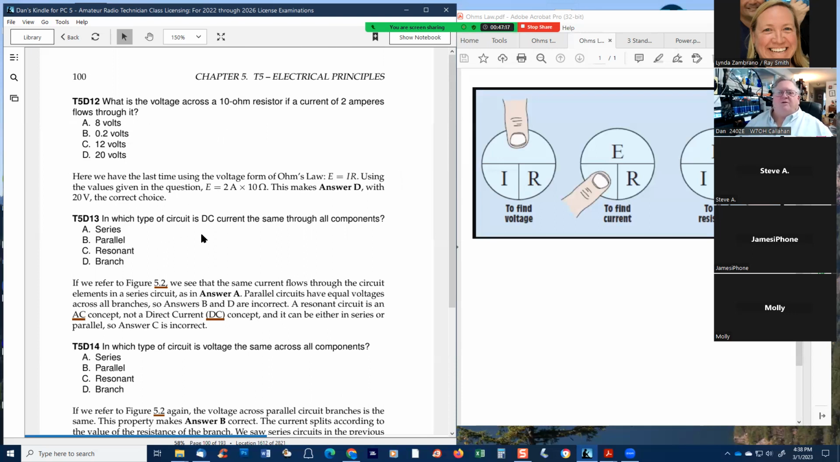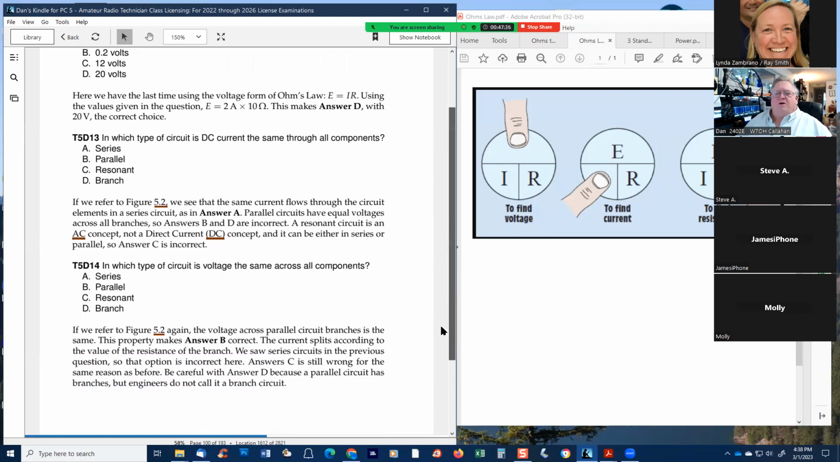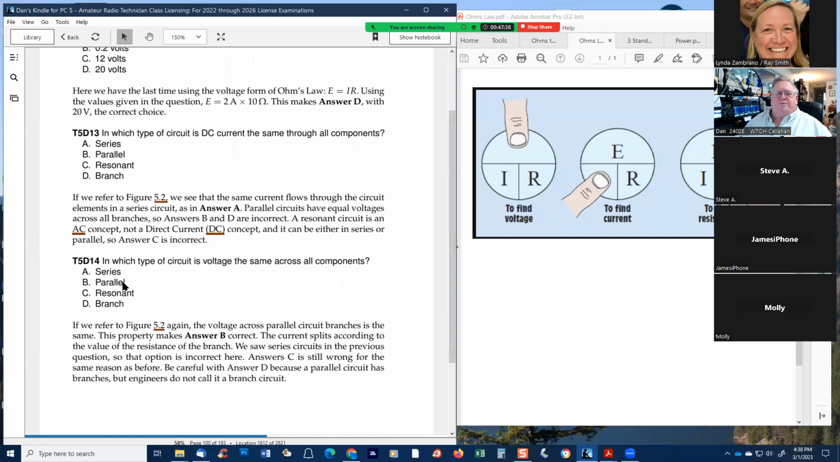What type of circuit has a DC current through all the same components? Remember we said the truck on a 1-lane road, the same current going through all of them, and that's in series. Connected one to another. Is the voltage the same across all components? And this is parallel, where we have two things, put voltage on them, they get the same voltage. It's not going through them one after another in series. It's parallel.